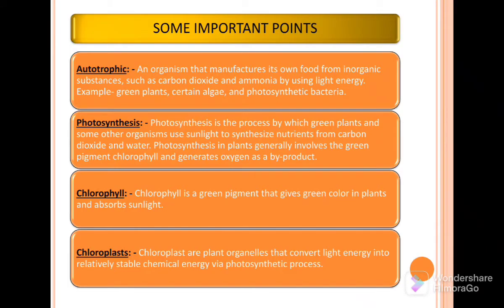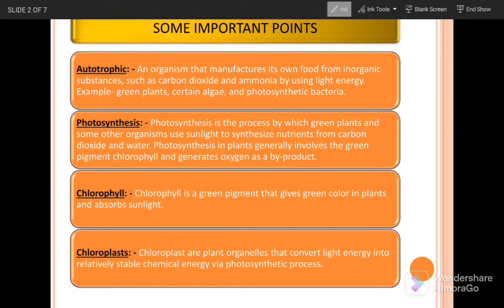Before starting today's lecture about Euglena nutrition, there are some important topics we should know about, which are also present in the main topic. Some important points are about autotrophic, photosynthesis, chlorophyll, and chloroplast.